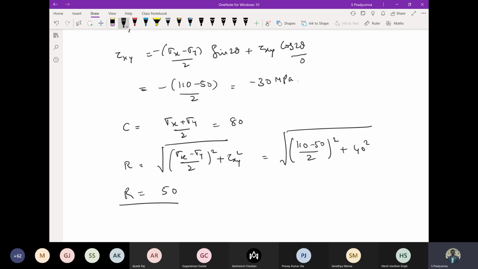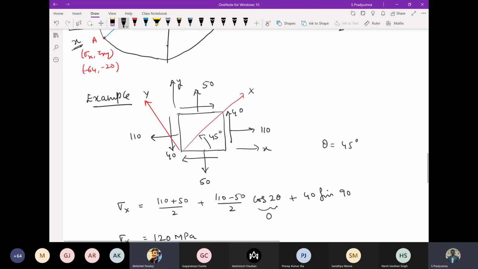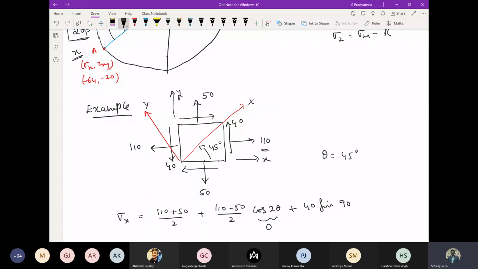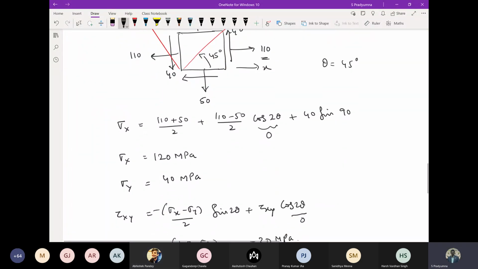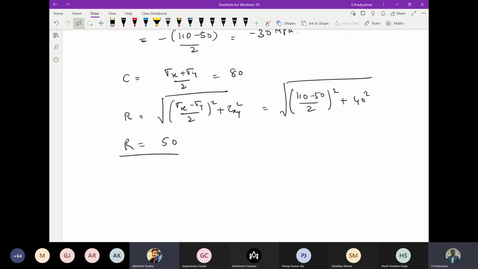The center should be 45. Is it? Yes, sir, because we are taking sigma small x plus sigma small y. Yeah, exactly. That is 110 and 50 by 2. Okay, sorry. So why should it be 40? No, sir, I just miscalculated. It's okay. So R is equal to 50.